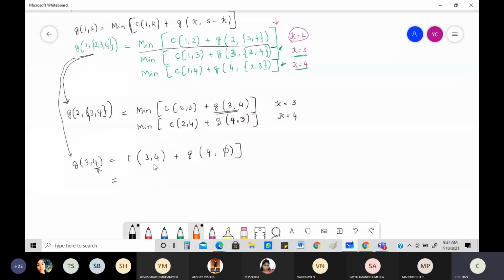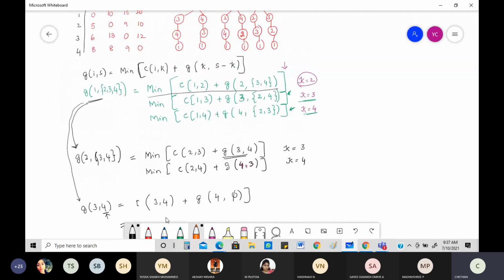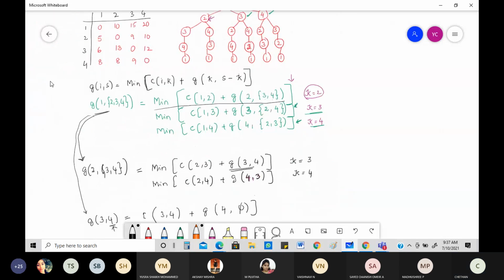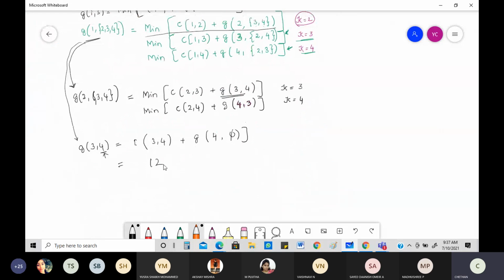Cost of 3, comma 4. Where do I get that cost of 3, comma 4? Right in my input. See 3, comma 4. What is the value I get? 3, comma 4 is nothing but equal to 12 plus cost of from 4 to null. 4 to null means nothing. 4 to null means you can't go anywhere, right? You can't go anywhere. So keep that in mind. So where can you go? You have to go to the starting vertex only.